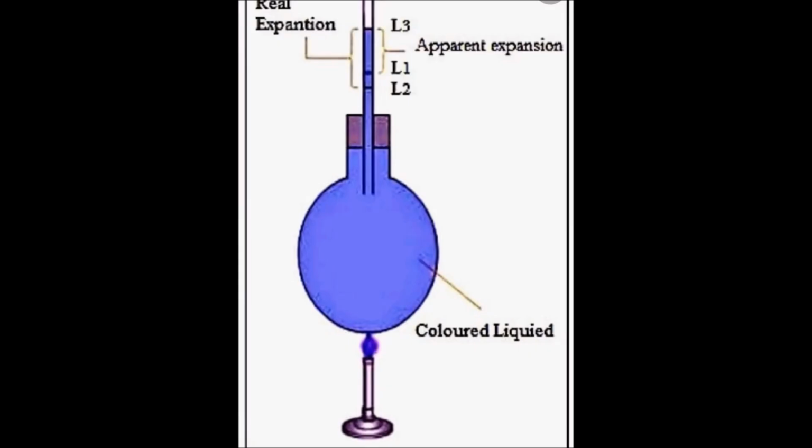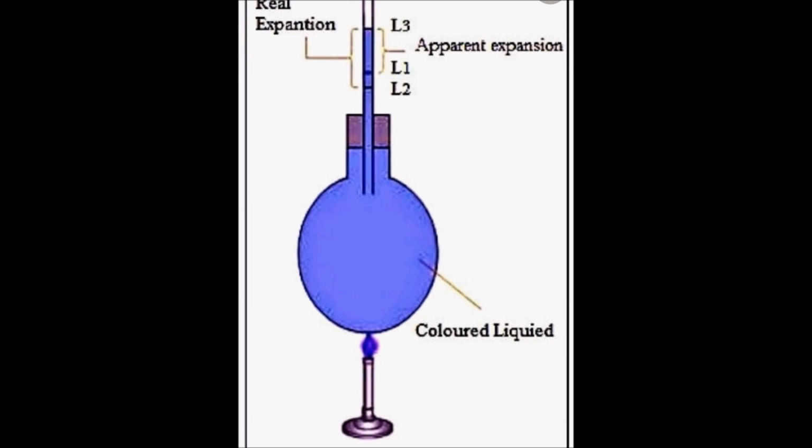This is the experiment to measure real and apparent expansion of liquid. First, the liquid whose real and apparent expansion is to be determined is poured in a container up to a level and mark the level as L1. Now, heat the container by using a burner. Initially, the container receives the thermal energy and it will expand. If you heat, the container first expands. As a result, the volume of the liquid in the container reduced. The reduced level of liquid is marked as L2.